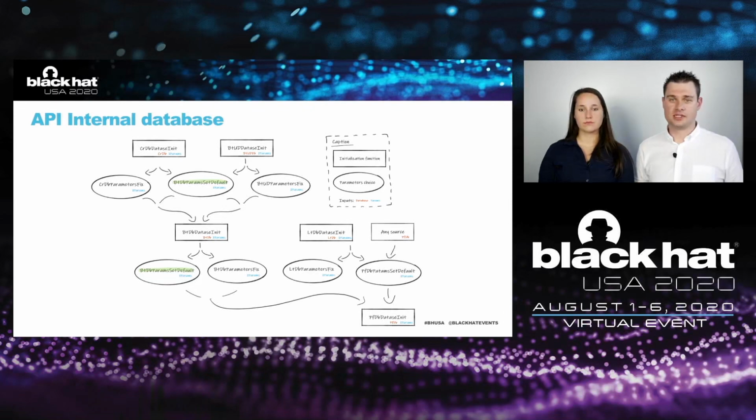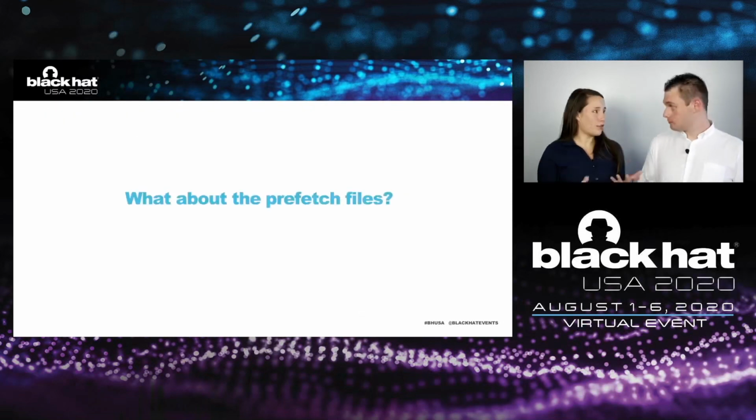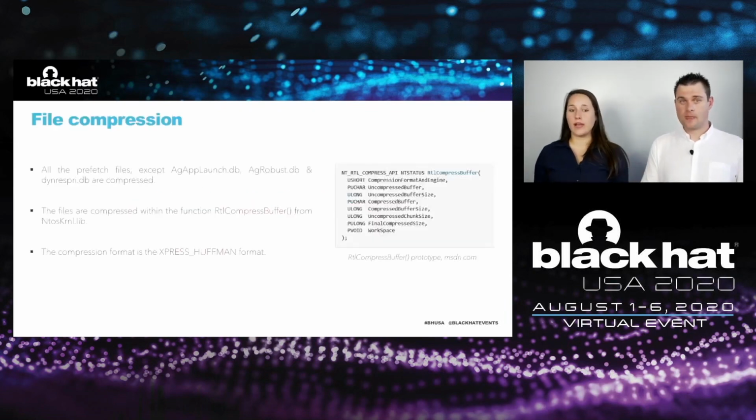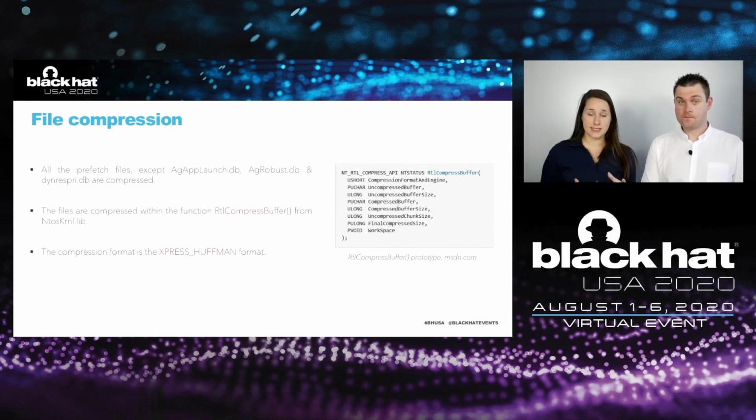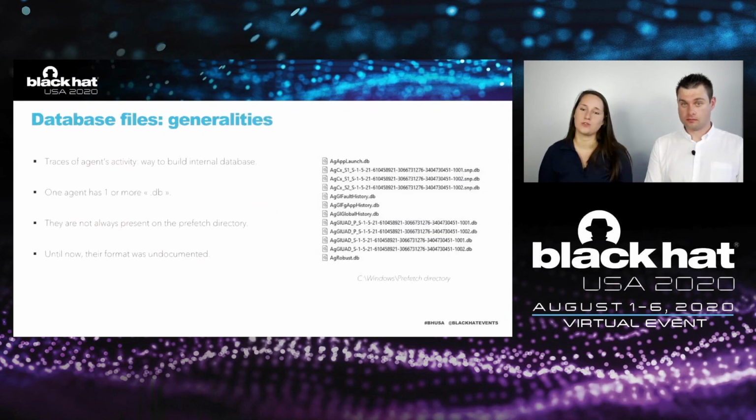This leads us to another pillar of Superfetch, which is its prefetch files. It includes the .db and the .pf files, and the first thing you need to know about them is that they're almost all compressed with the documented function RtlCompressBuffer and with the Xpress Huffman algorithm. But it was not always the case, and it used to be LZNT1, so it might as well change in the future. Let's first focus on the database files.